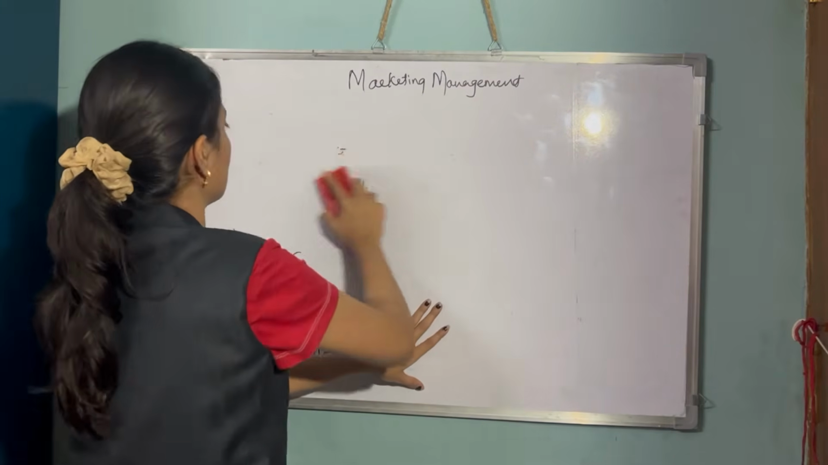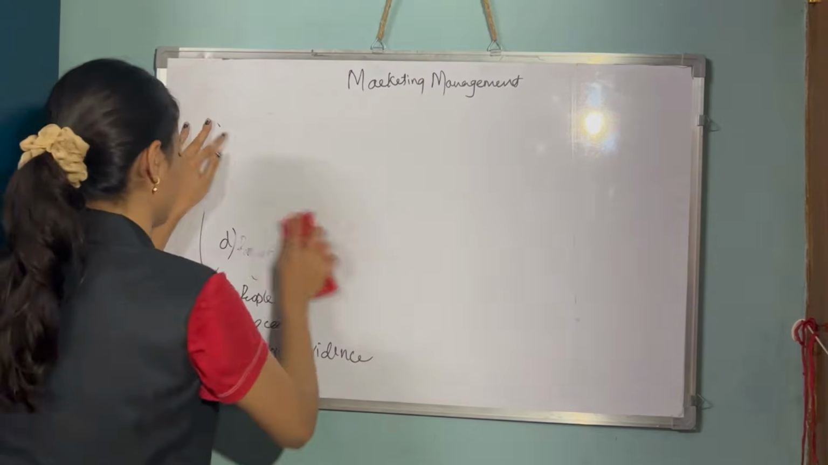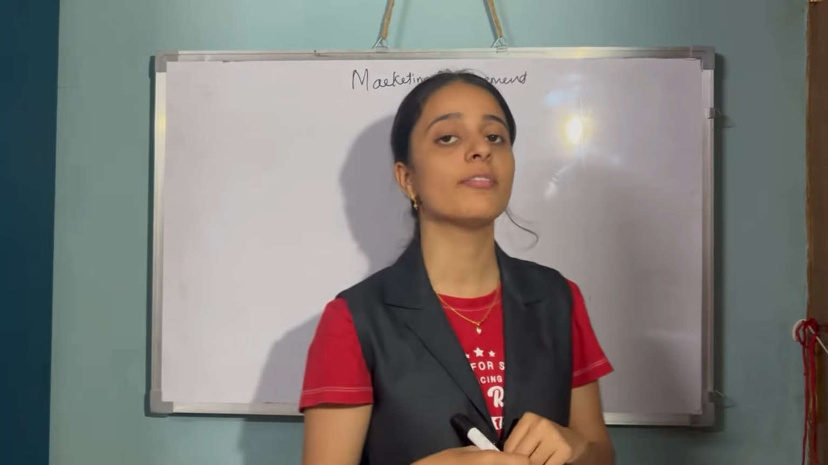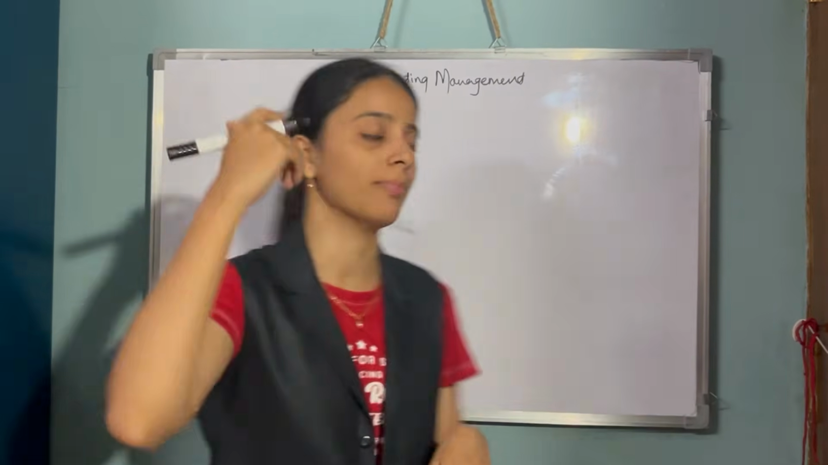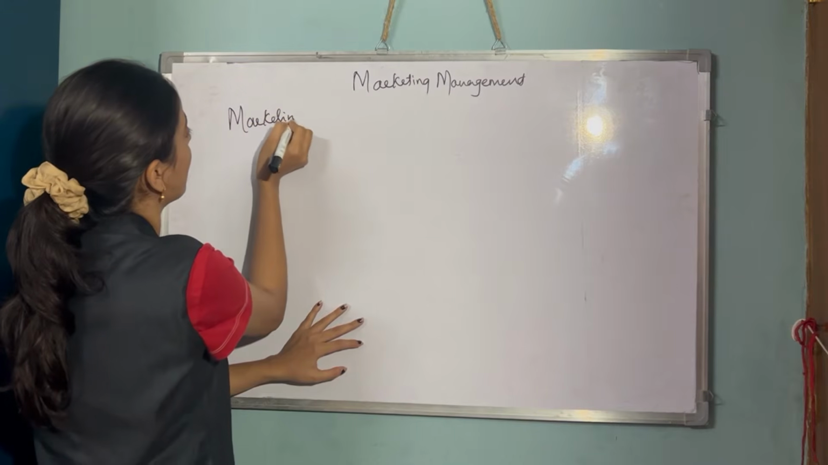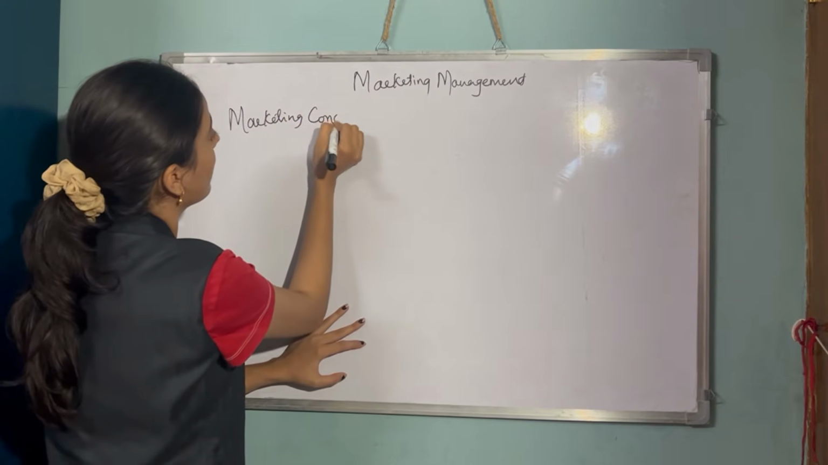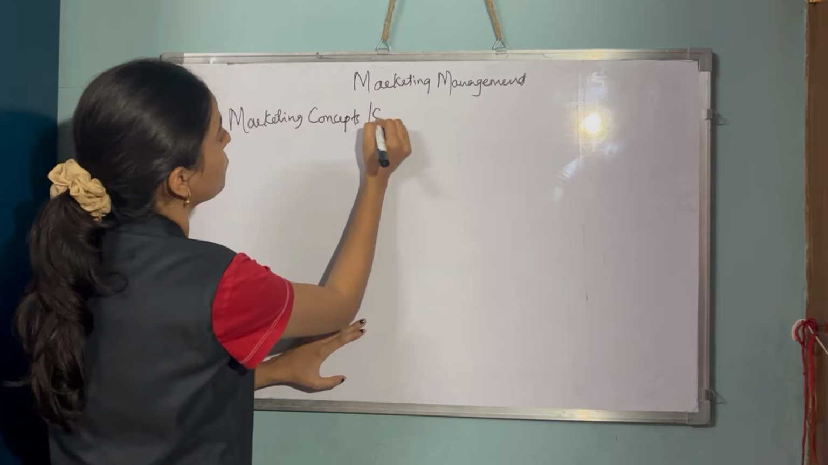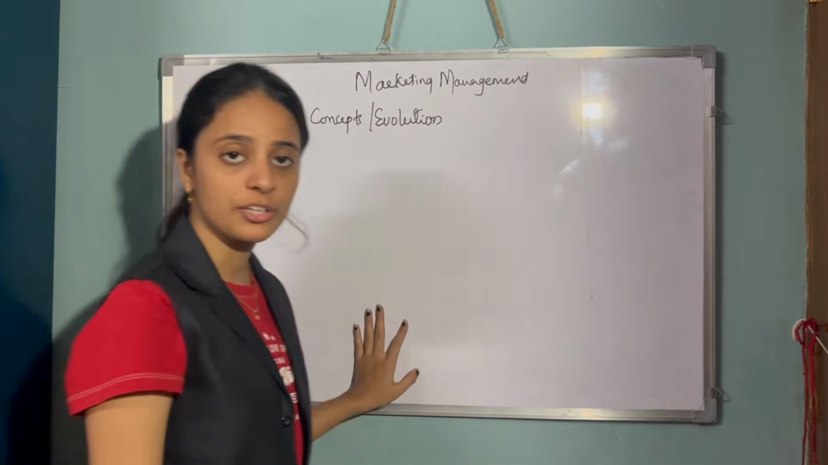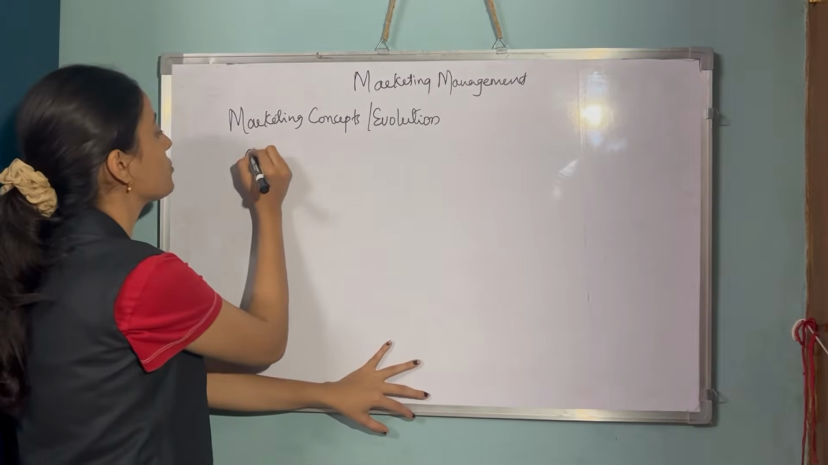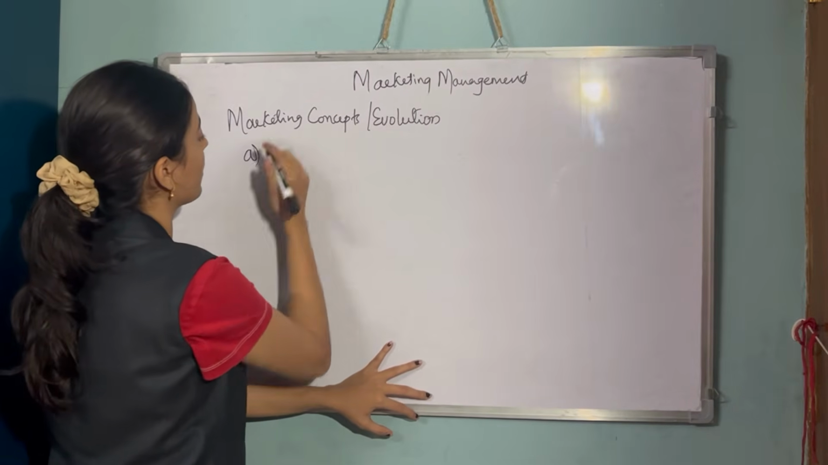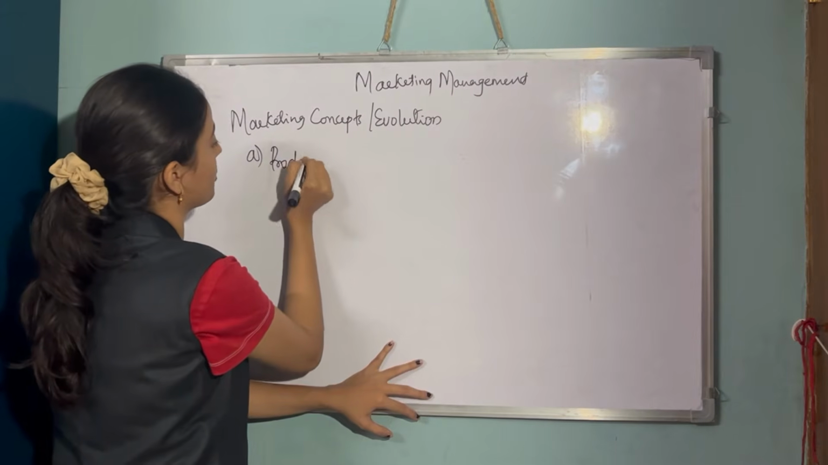Next, let us look into the concepts of marketing, or we also call this as evolution of marketing. Marketing concepts or evolution, meaning how marketing has changed over the years. So the first one is production concept.